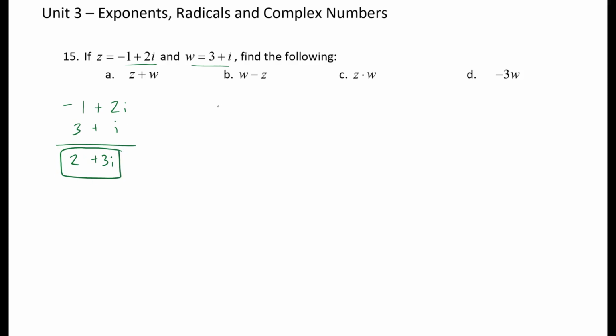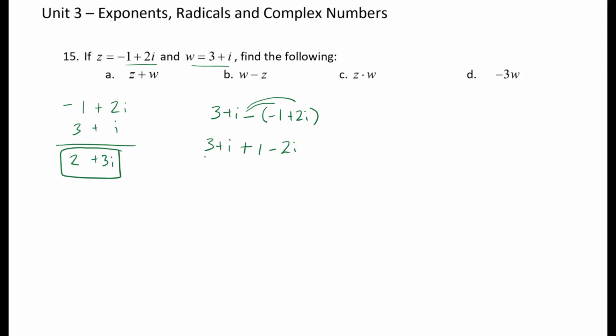w minus z, we're going to start with 3 plus i, and then we're going to subtract -1 plus 2i. And just like in the rules of algebra, you have to remember to distribute. The operations work very similar to expressions with, say, x and y. So since we're subtracting, we're going to distribute that negative sign to each of those pieces there. So 3 plus i minus a -1 is +1, and minus 2i is just minus 2i.